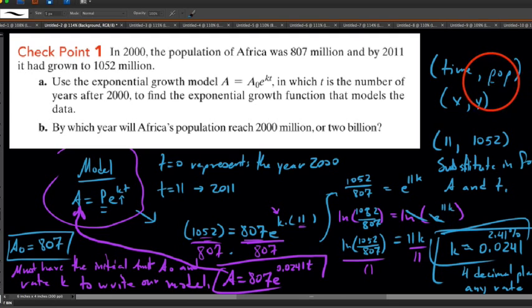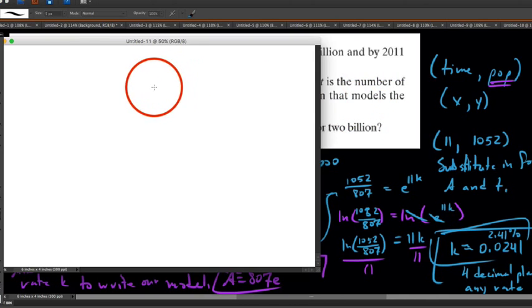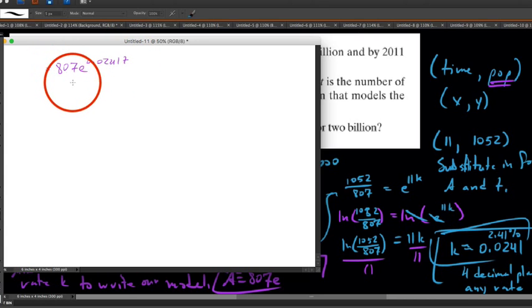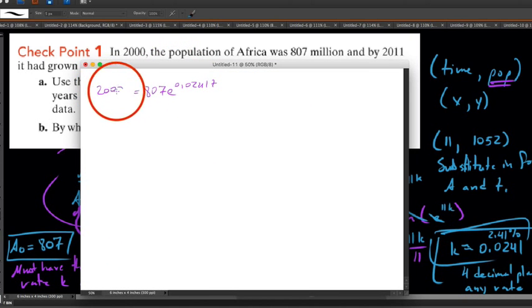And in this case, they've given us a population value or a y value. So with respect to our model here, I'm going to borrow a little space here, we're going to plug this in for our population value and we're going to solve for t. And so I'm going to get a new canvas here. Let me see if I can open one up. We have this. Our model is 807 e to the, there we go. We have 807 e to the 0.0241 time. And what we're plugging in here is 2,000 million. So we're going to plug in 2,000 for our population.